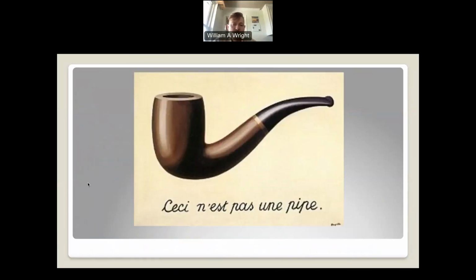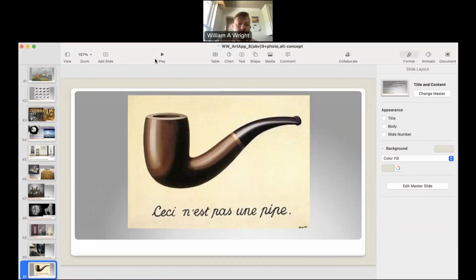And I like to close it with this very fun image, one of my favorite Magritte pieces. It is, this is not a pipe, because it's a painting of a pipe. It's not actually a pipe. Yeah, it's a fun kind of thing to cover. And again, I just kind of do that for my own fun.